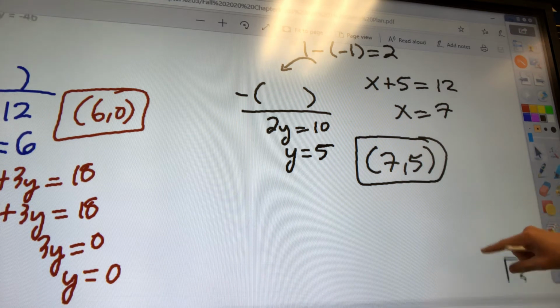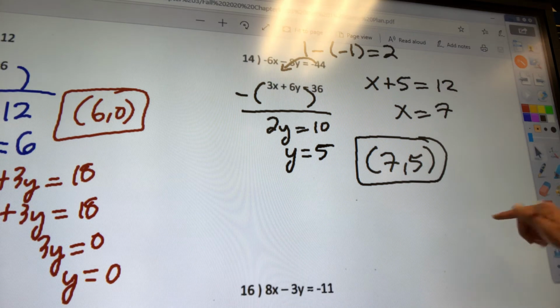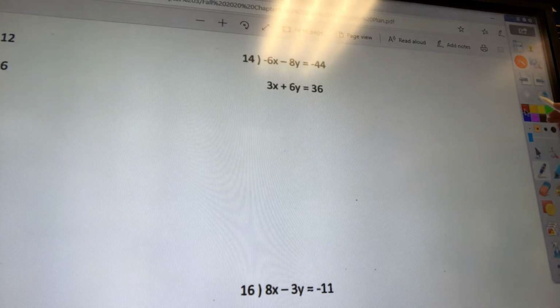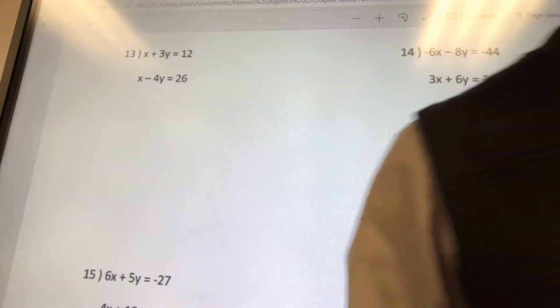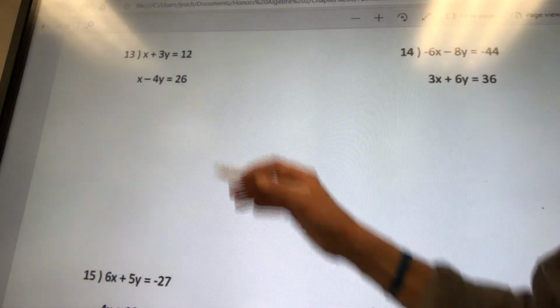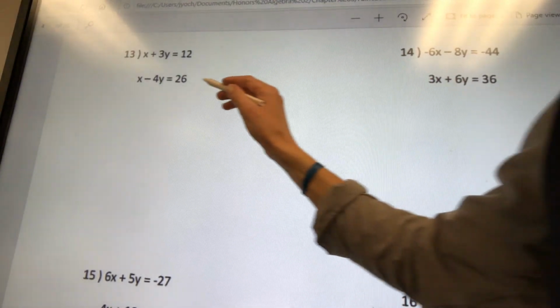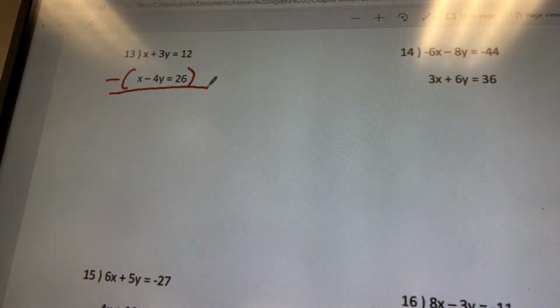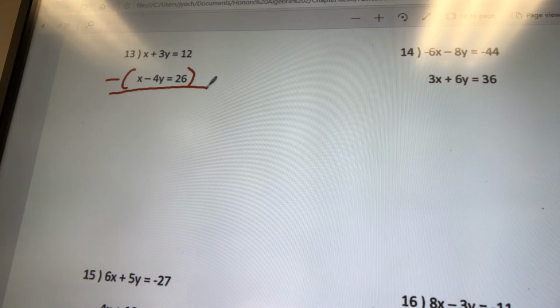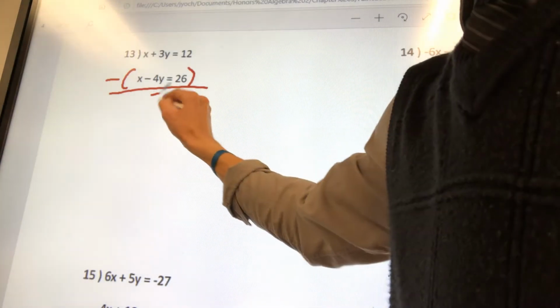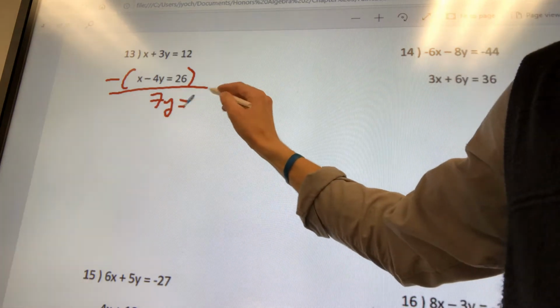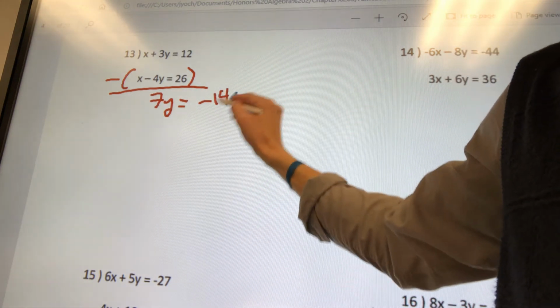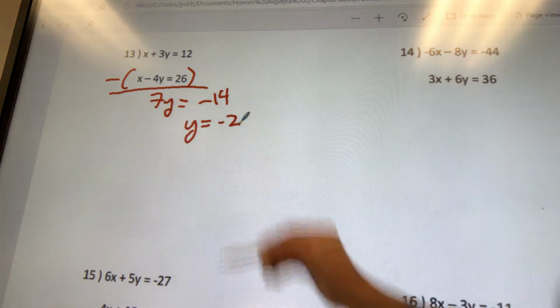So looking at something like 13, it matches up really well. Again, if you don't have a variable all by itself, you're not going to use substitution. I don't have an x or y all by itself, so I'm going to use elimination. I have a single x and a single x, so I'm going to subtract them. X minus x is 0. I have 3 minus a negative 4. That is 7y equals 12 minus 26, a negative 14. Y is a negative 2.